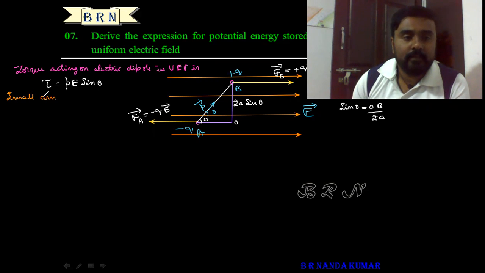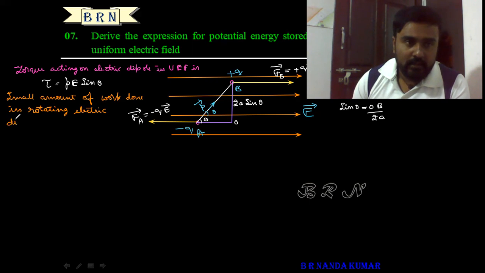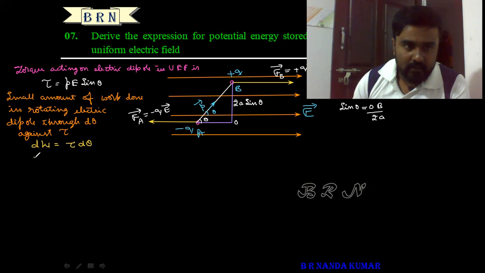Small amount of work done in rotating the electric dipole through a small angular displacement d theta against the torque. That is dW is equal to tau into d theta. dW is equal to tau, which is p E sin theta, into d theta.